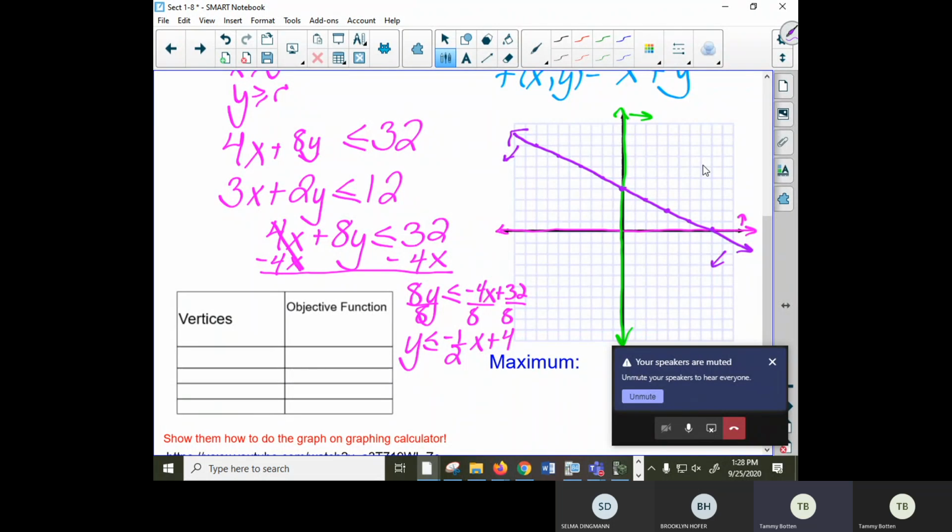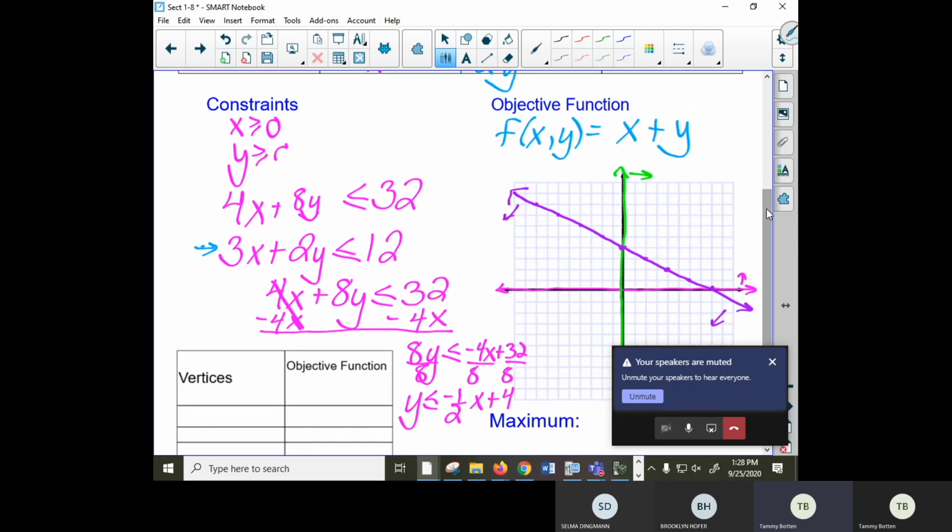Okay, and then I also need to take this equation here and solve it for y. So I'm going to move that up here. 3x plus 2y is less than or equal to 12, and I'm going to solve it for y. When I move that 3x over, I subtract 3x, and I get negative 3x plus 12, divide by 2, and y is less than or equal to negative 3/2 x plus 6.